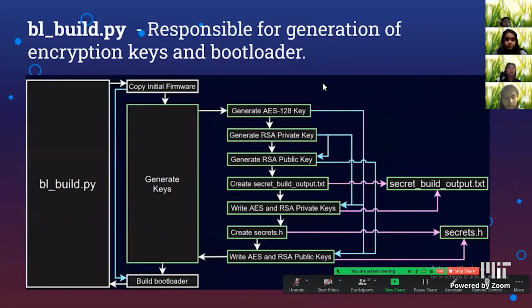And blbuild.py, this tool is responsible for the generation of encryption keys and the bootloader. First, we copy the initial firmware, and then the keys are generated, and then the bootloader is built. We generate the AES 128 key, the RSA private key, the RSA public key. Then we create the secret_build_output.txt, which is used by firmware protect to encrypt with AES and sign with the RSA private key. We also created secrets.h, which is used by the bootloader.c to verify and unsign with the RSA public key and later decrypt in AES.